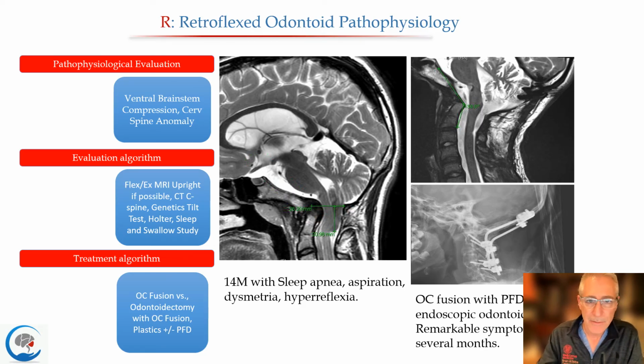Sometimes you don't need to do that if you can just realign the spine properly, and sometimes you need to do both. And so this is a situation where retroflexed odontoid pathology was really causing the majority of the compression and was not reducible by realigning the spine, and so they needed a decompression, fusion, and an odontoid resection.